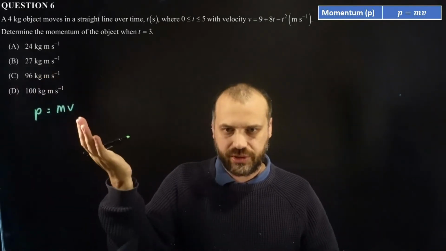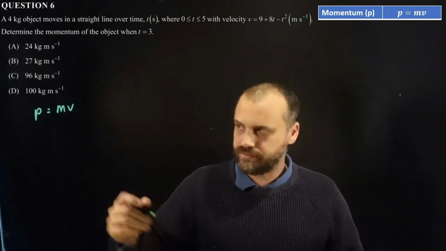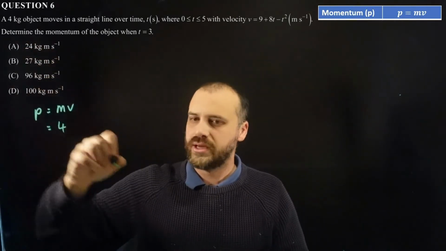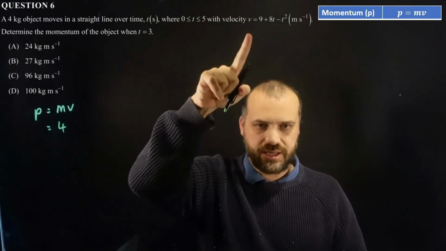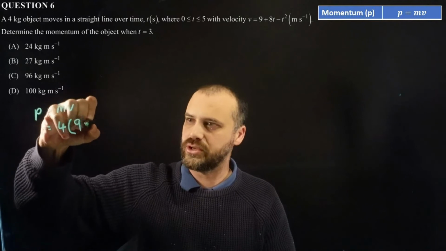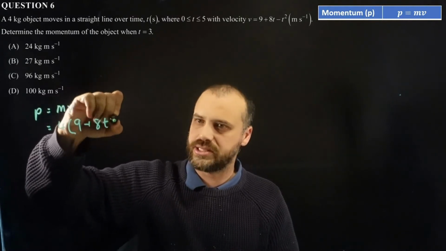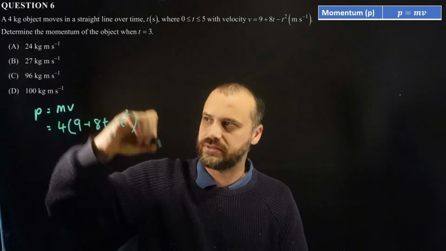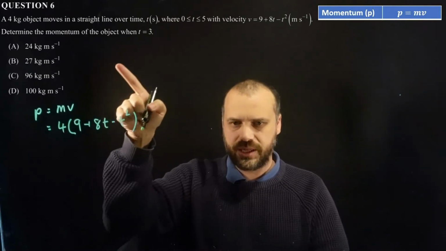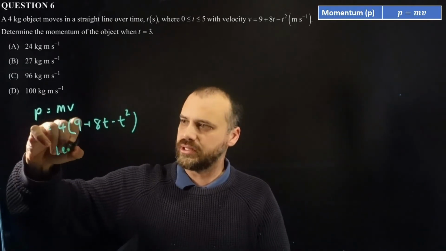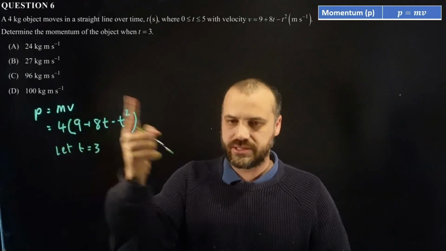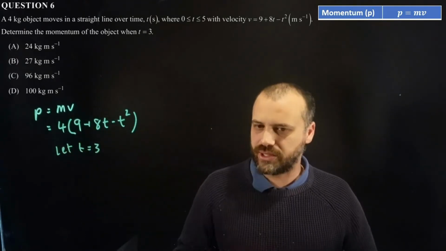And we're trying to calculate the momentum at a particular time. Okay, what's the mass? The mass is 4 kilograms. And what's the velocity? It's here, 9 plus 8t minus t squared. So 4 times 9 plus 8t minus t squared. Okay, so far so good. Determine the momentum of the object when t equals 3. So I'm going to let t equal 3. And I'm going to plug this into my calculator with t equaling 3.